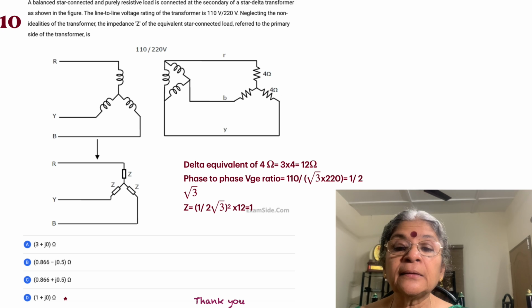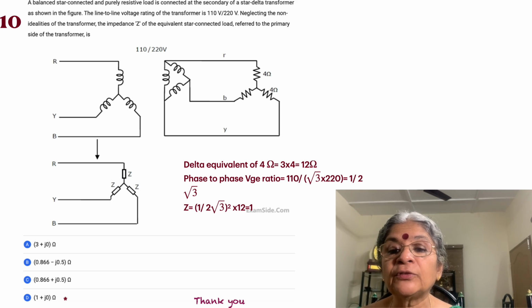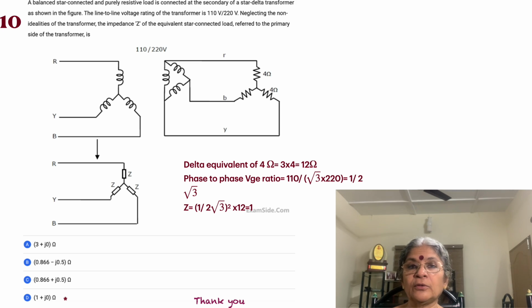Neglecting the non-idealities of the transformer, the impedance Z of the equivalent star connected load referred to the primary. So everything has come to the primary. It has traversed the entire domain of the delta, then the linkage between them, and has arrived at the primary. How does it arrive? Using a k-square quantity. Before that we have to see how we can match everything. Let's bring them all to the phase situation. Because all resistors are 4 ohms, you can immediately build a delta out of it.